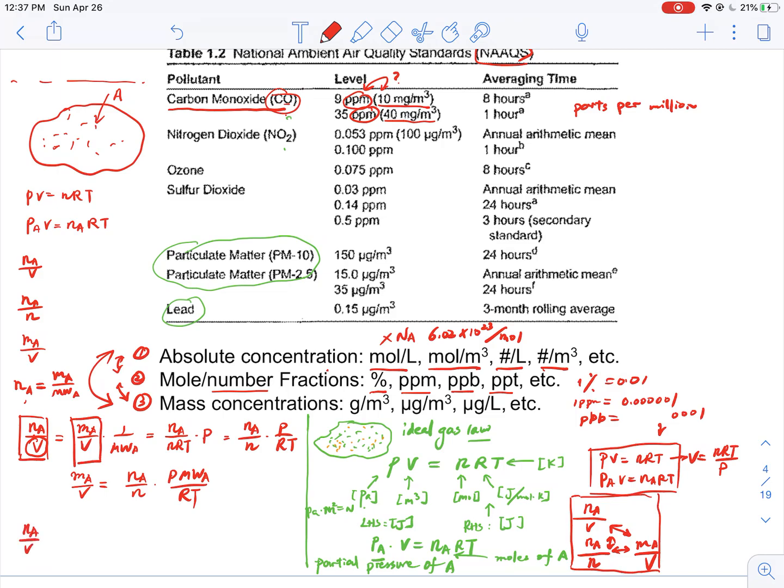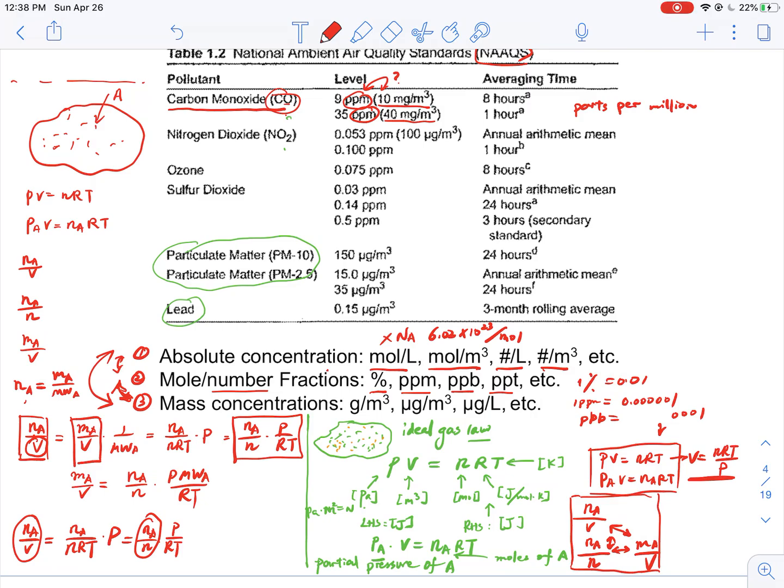Let me write it out. Na divided by V, if we plug in this equation here, is just going to be Na divided by nRT multiplied by P, okay? And then we can have Na divided by N multiplied by P divided by RT, right? So now this is how we can convert this absolute concentration into the mole or number fraction, right? So basically we have this equation here, okay? So now we can convert mass concentration into mole fraction. And since we have these two equations here, we can easily convert from mole fraction to absolute concentration. We just need to do some rearrangement.